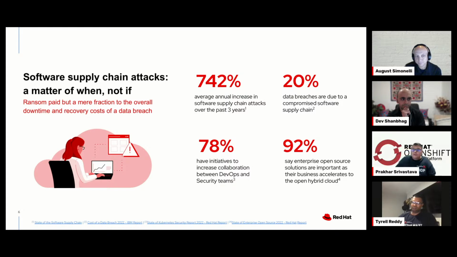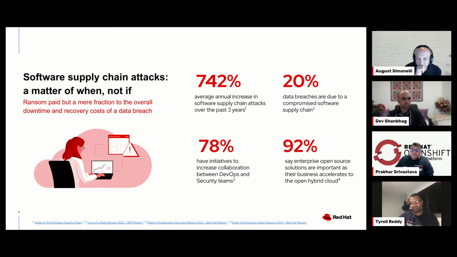Now here are some more stats. There has been a 742% average annual increase in these attacks over the past three years, which is a big number. And 20% of data breaches were traced back to a compromised software supply chain, because our developers just use a library without knowing where it is from.